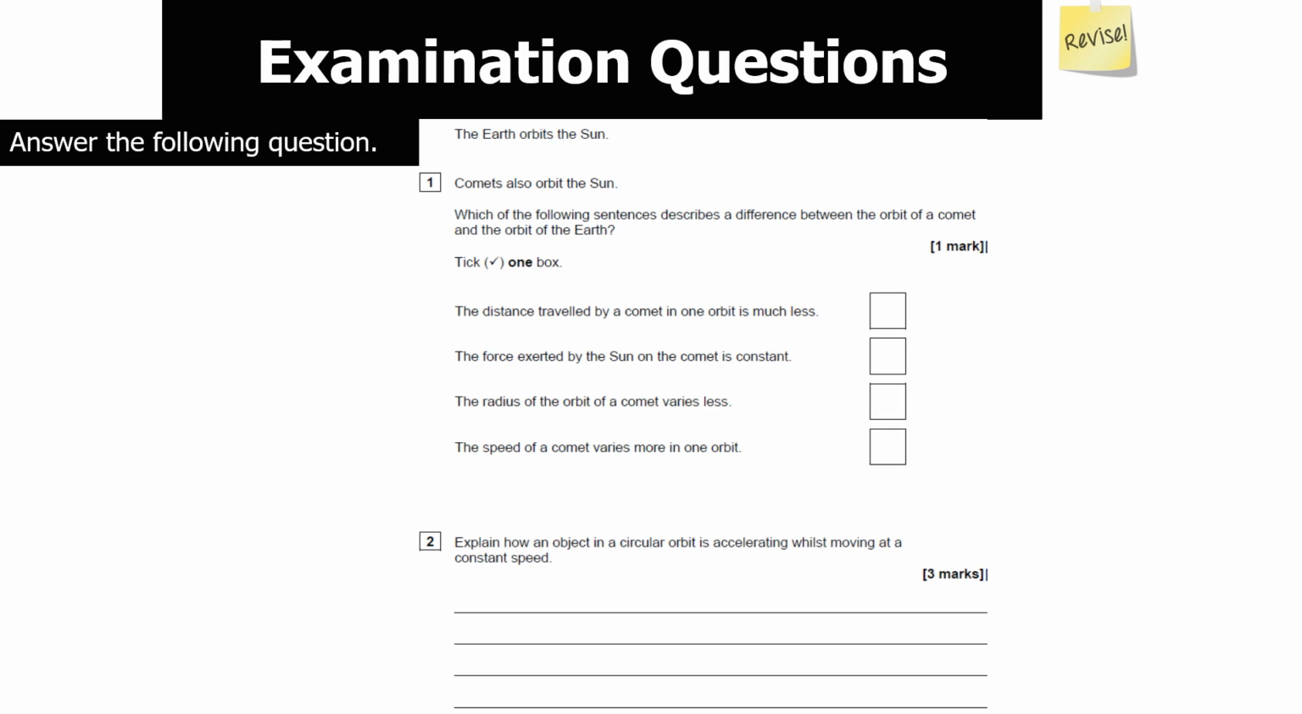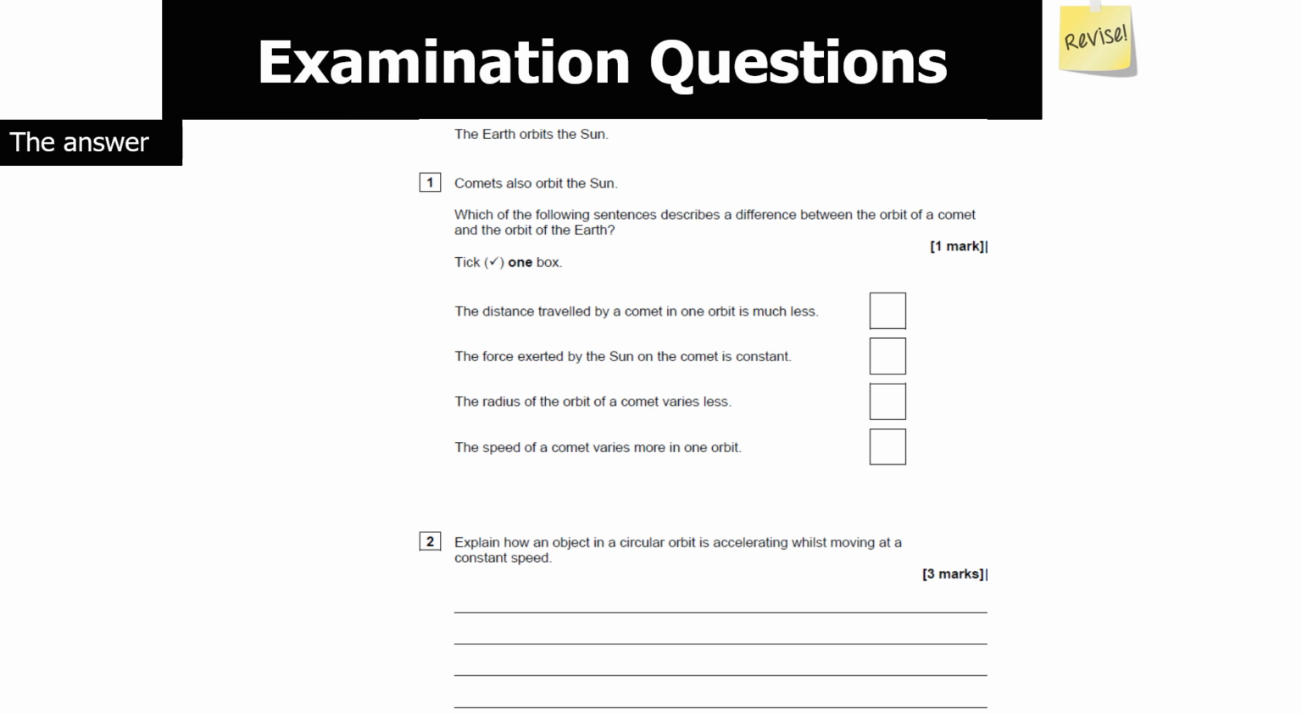The next question says, the Earth orbits the Sun and comets also orbit the Sun. Which of the following sentences describes a difference between the orbit of a comet and the orbit of the Earth? Then explain how an object in a circular orbit is accelerating whilst moving at a constant speed. So pause the video now, then unpause the video when you want to go through your answer.